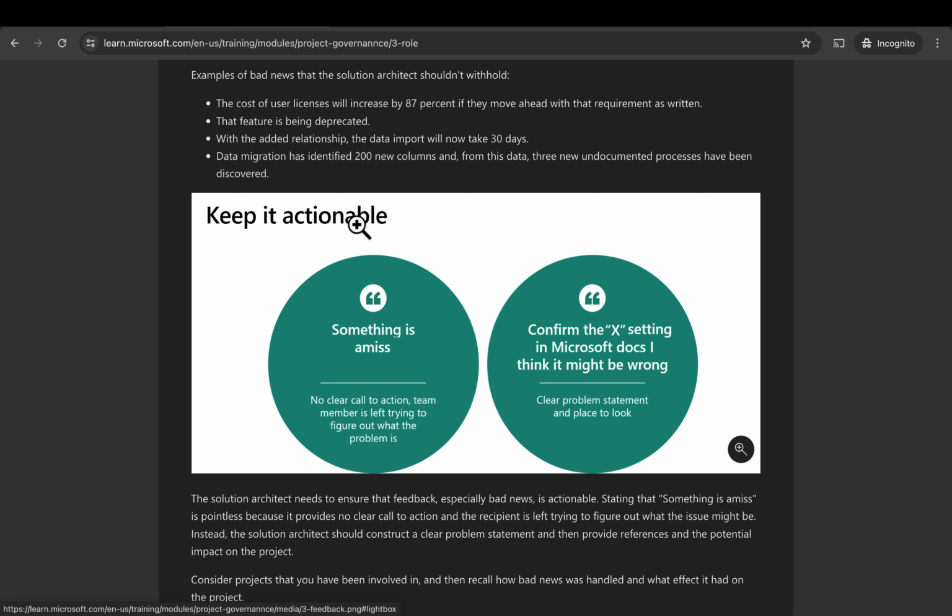The feature is being deprecated. With the added relationship, the data import will now take 30 days. Data migration has identified 200 new columns. From this data, 3 new undocumented processes have been discovered.